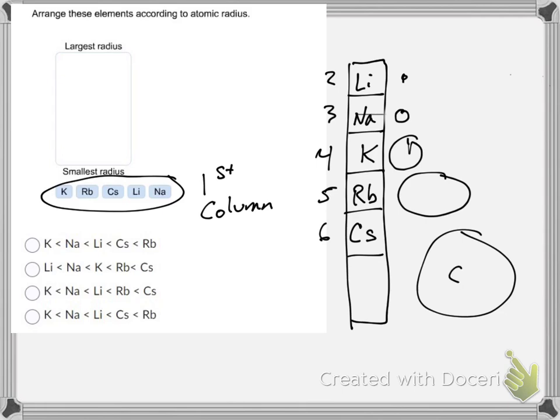So when we rank these, outer shells, 6. So lithium is the smallest, then sodium, then potassium, then rubidium, and then cesium. So this is the clearest increase in size on the periodic table, going down a column.